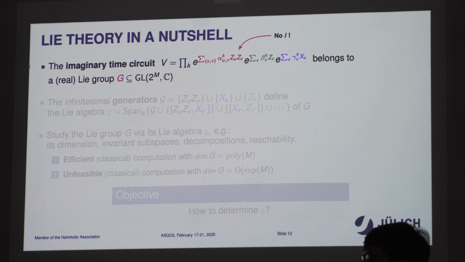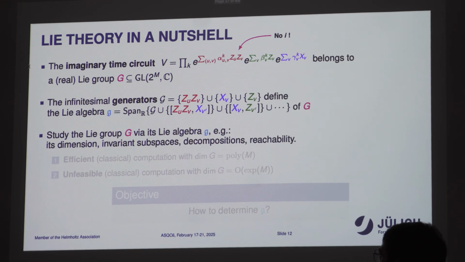And this is what I will be talking about now, although I will mention, I hope you did not get too tired of all the Lie algebra talks, because now I will mention some background. Why do we care about Lie groups and Lie algebras? The reason is that when we are dealing with this type of imaginary time circuit, this kind of object lives inside a real Lie group within the whole group of invertible matrices. And we can understand a lot about this group just by looking at infinitesimal generators.